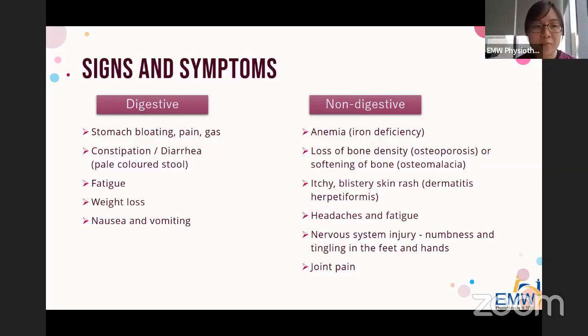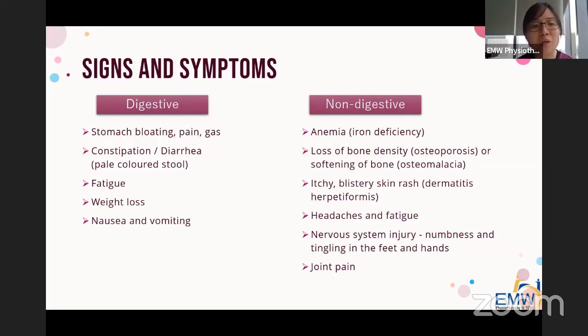So for the digestive portion, what are the symptoms that you may be feeling from time to time, or that may worsen when you have a gluten diet? It is actually stomach bloating, pain, and you feel that there is a lot of pressure in your abdomen. For your bowel movements, it is either constipation or diarrhea with pale colored stool, and it's very foul smelling as well.